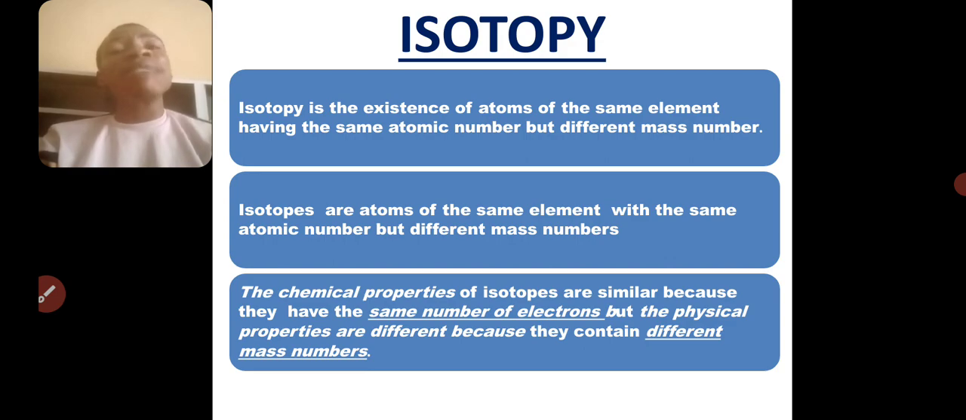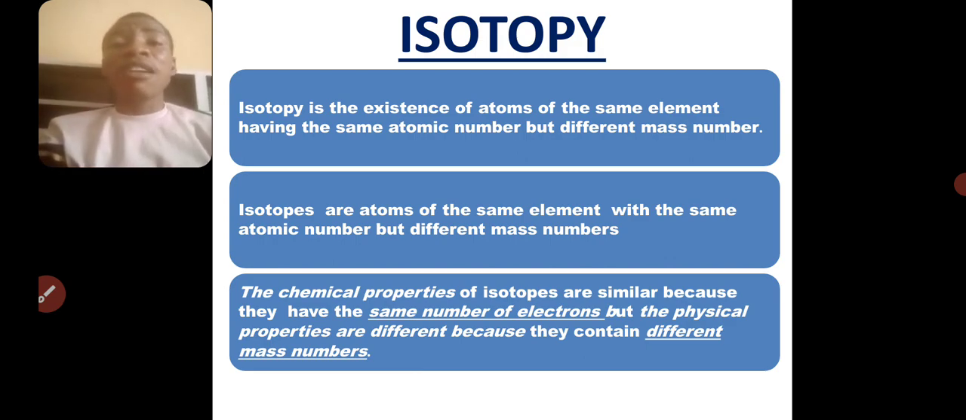Isotopes usually have the same chemical properties but different physical properties, because isotopes have the same number of valence electrons, so they react chemically the same way. However, they have different mass numbers, hence they have different physical properties, because mass is a physical property. So if they have different mass numbers, then they have different physical properties.